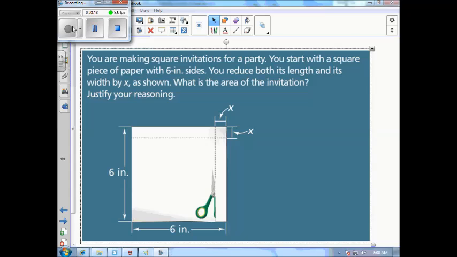How many numbers? All 4 of them? No, not all 4. 2. Length times width. Okay. And that gets you area, length times width. You guys need to try it out. That's how you get the area. Length times width.